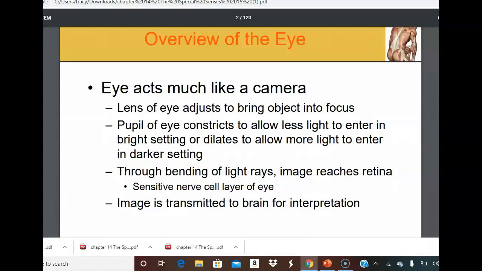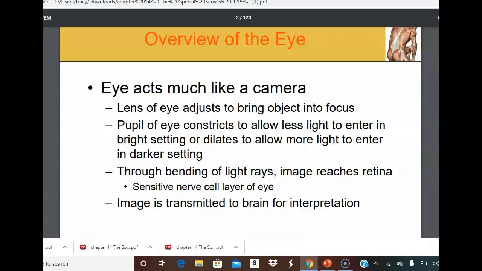Then we have an opening that allows a certain amount of light to enter, okay, and that area is the pupil. That's actually an area within the color part of our eye, which is called the iris, okay? And that pupil, the muscles can either relax and open up and dilate and let more light in, or it can constrict and allow less light in, okay?